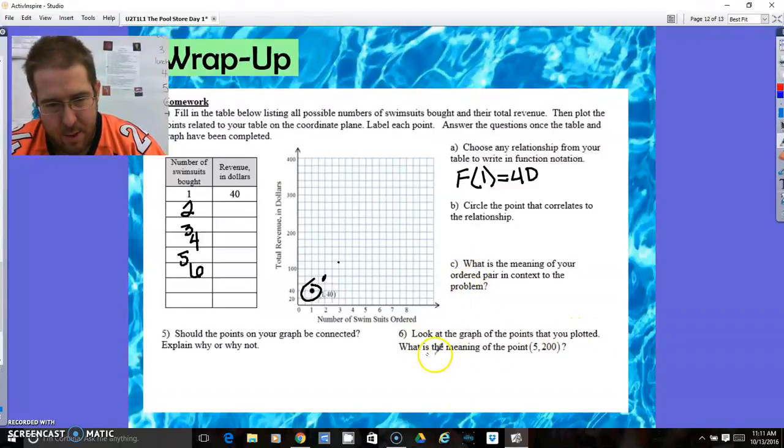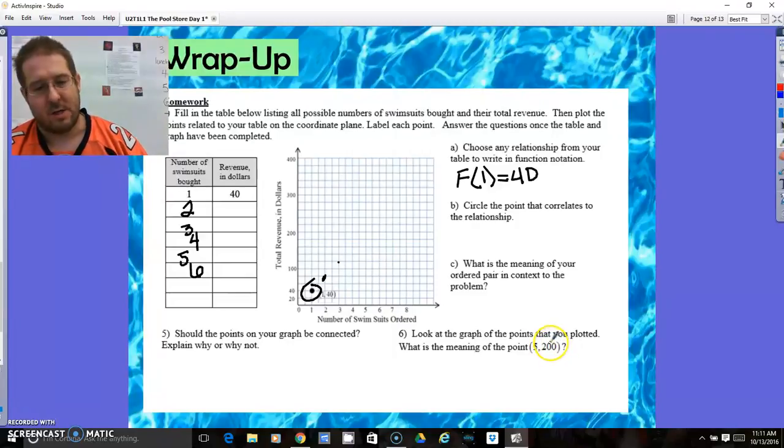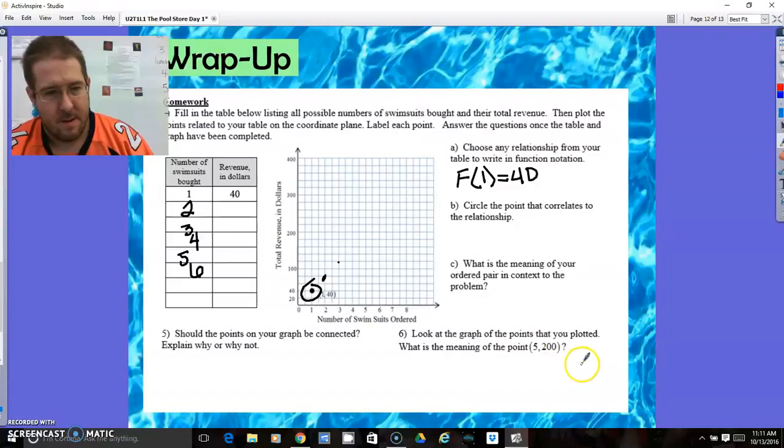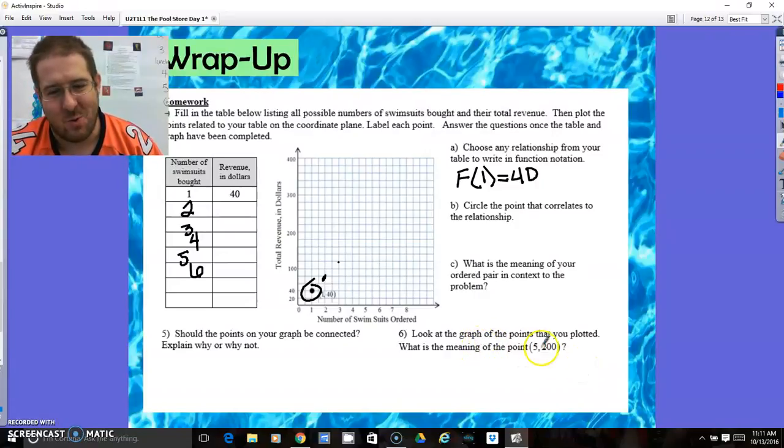Look at the graph and the points you applied, and what is the meaning of (5, 200)? That just means that buying 5 shirts is going to cost... I'm sorry, I said shirts. Buying 5 swimsuits is going to cost $200. That's what (5, 200) represents.